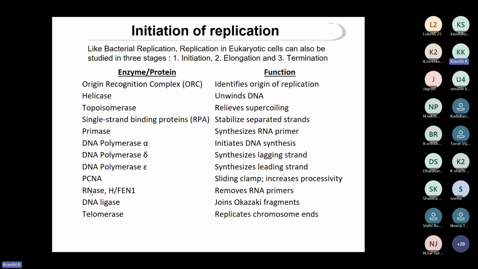Then there is RNase FEN1. It removes the RNA primers. In the prokaryotes, the RNA primers are removed by the polymerase only. But here there is an RNase that will remove the RNA primers. Then coming to the DNA ligase. What does the DNA ligase do? It joins the Okazaki fragments, just like in the prokaryotes. Then there is telomerase, which takes care of the chromosome ends. There is one separate mechanism in eukaryotic replication for this. We'll be discussing this slowly.